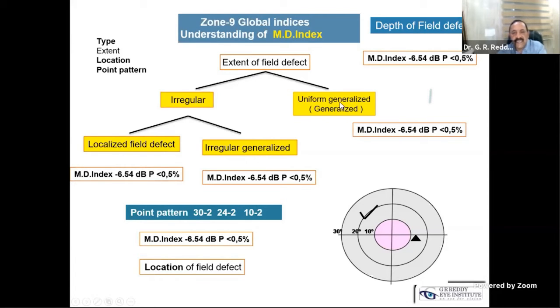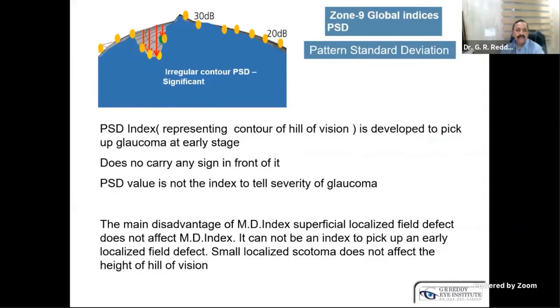Uniform is always generalized because all the points are lost, and the loss at each point is almost similar. When it is localized, the mean deviation is almost under value. In irregular generalized depression, maybe some under value, but almost symmetrical. But we have to consider the location and the point pattern. All these points should be kept in mind.